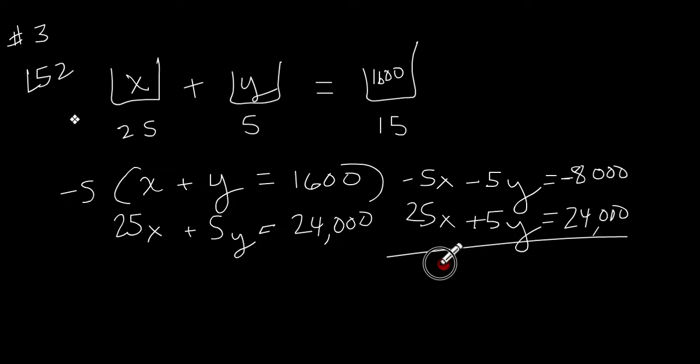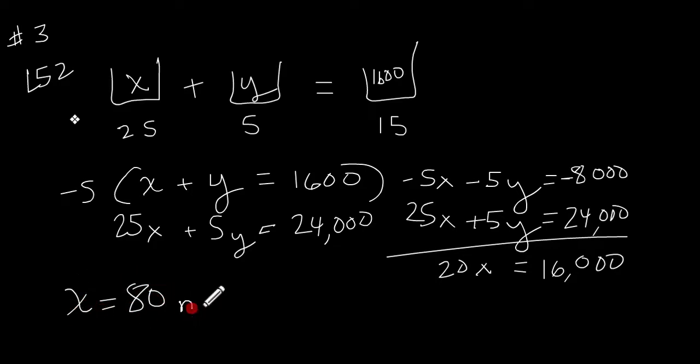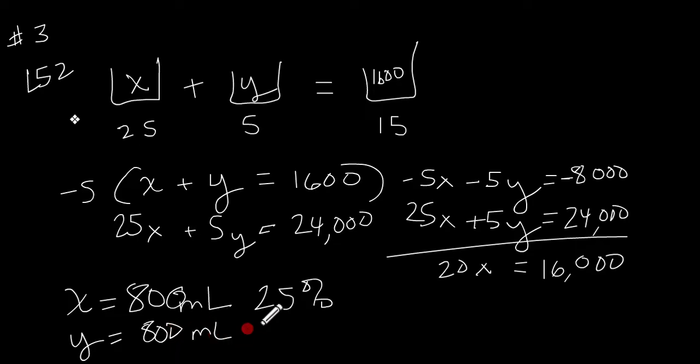We add those together. We get 20x equals 16,000. And when you divide by 20, you get x equals 800 milliliters. That's for the 25%. Right, we solve for x, so that's your 25%. And then y is also, it should be 800 milliliters of 5%. So that was that one. Okay, we can skip number 4, yay. Here we go, number 5.